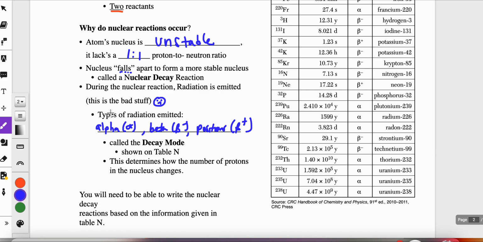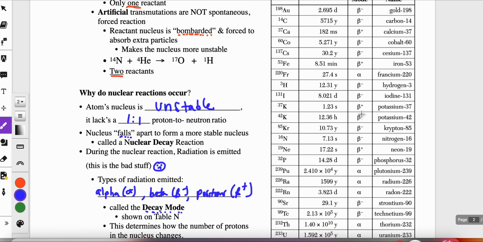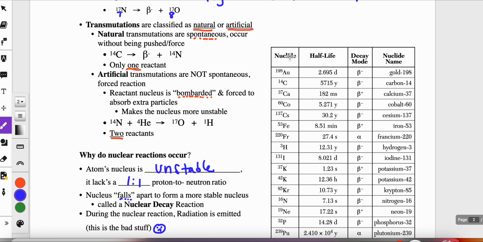Now, depending on the type of radiation that is given off, this is what is known as the decay mode, and shown on your Table N. So this is your unstable nuclide. This is what's going to fall apart. And when it falls apart, this is the decay mode. This is the bad particle that is given off that can cause sicknesses like cancers. Okay?